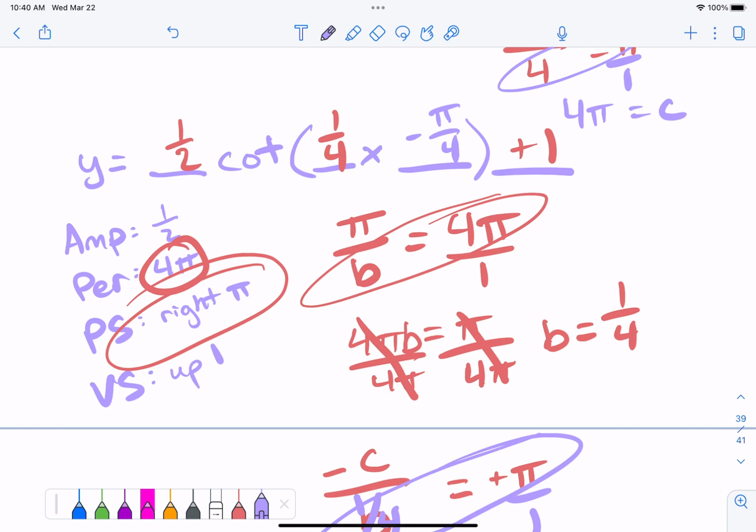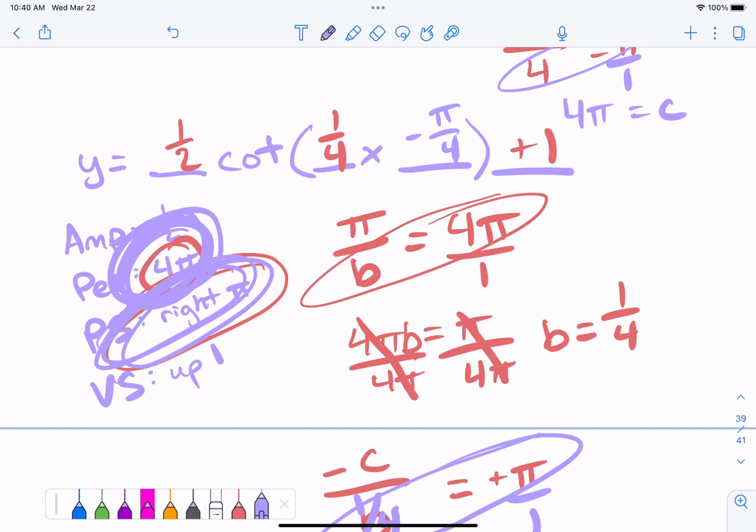Okay, if you're going to do this, I would strongly suggest, at least for your period and phase shift, after you get them plugged in, pull them back out and see if it comes out right. Does that make sense? Do you come out with 4 pi and do you come out with right pi? And then you can check your answer, right? You might as well do that to check your answer. Got it? Okay, do that.